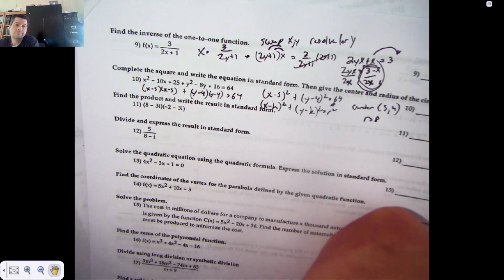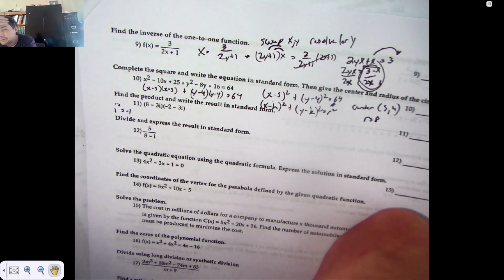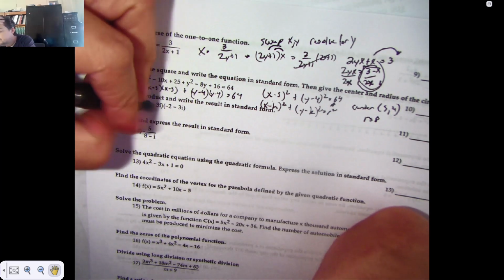On to 11. Come on. You ought to be able to do 11. About all you have to remember is i squared is -1, and you have to know how to FOIL.